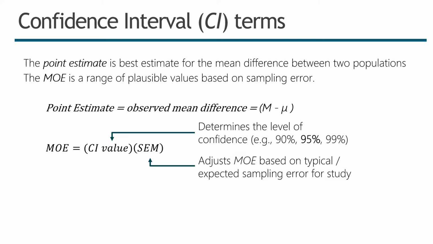In both of the examples in this video, we're going to be using a sample mean to represent one population and a population mean to represent the other. And we're trying to estimate the difference between these two populations. The point estimate is going to be the difference between the sample mean and the population mean. The margin of error is going to be computed using two terms: the CI value, which again is determined by the level of confidence or precision you want your estimate to have, and then the amount of sampling error that is expected in that study.